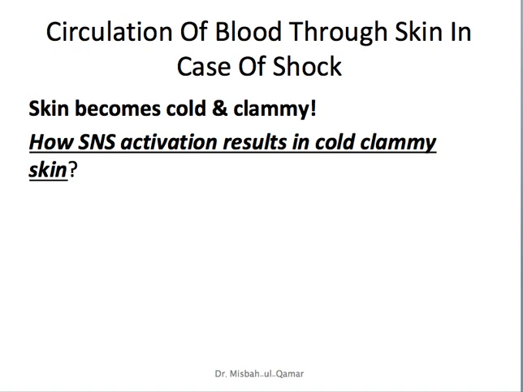Now we will look at how this activation of the sympathetic nervous system results in this particular appearance of skin, the cold and clammy appearance. Actually, the cooling of the skin is due to the intense cutaneous vasoconstriction, because this intense vasoconstriction reduces the blood flow to as low as less than 6 milliliters per minute. So when the blood drains from the skin, the temperature of the skin cools accordingly.